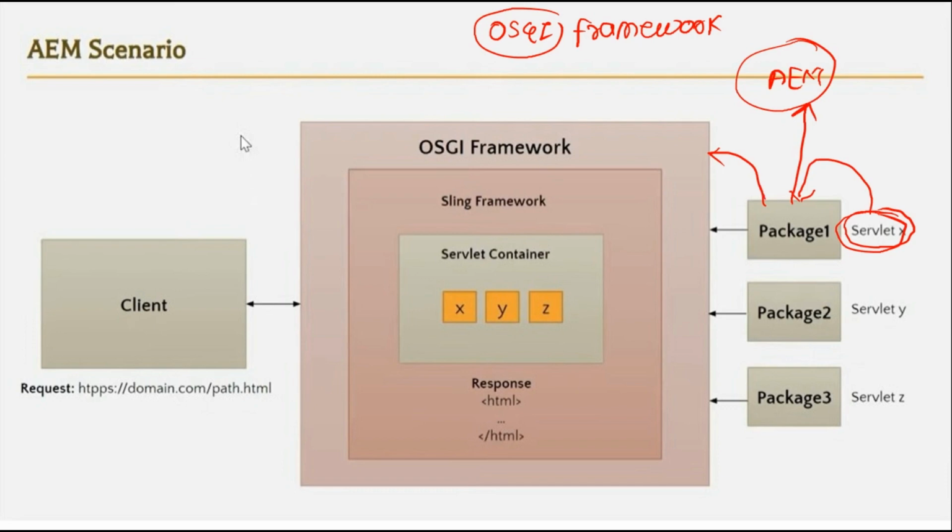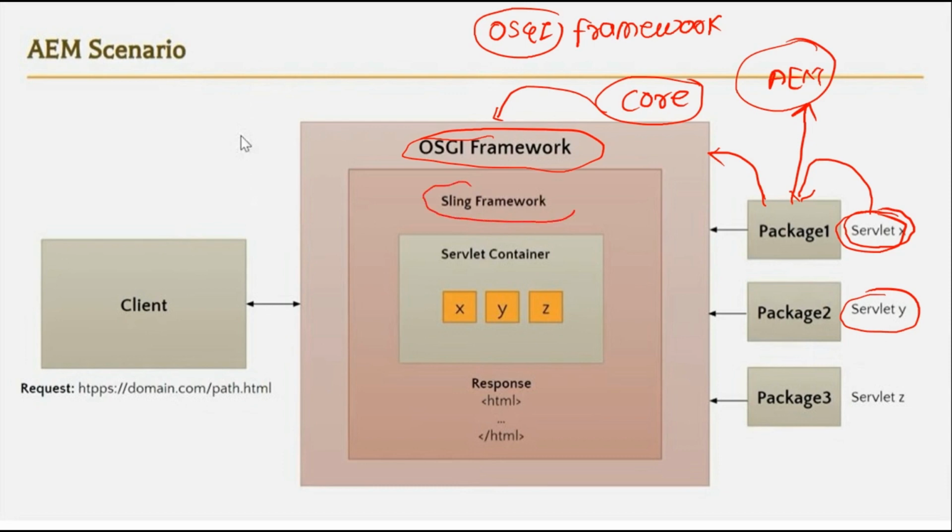Some packages, like the core package, we never see. So where will it be stored? This package will be stored inside the OSGi framework. And we never create the object of this servlet in our Java. Why? Because the OSGi framework is responsible for creating the servlet object, and it will be executed by this Sling framework.